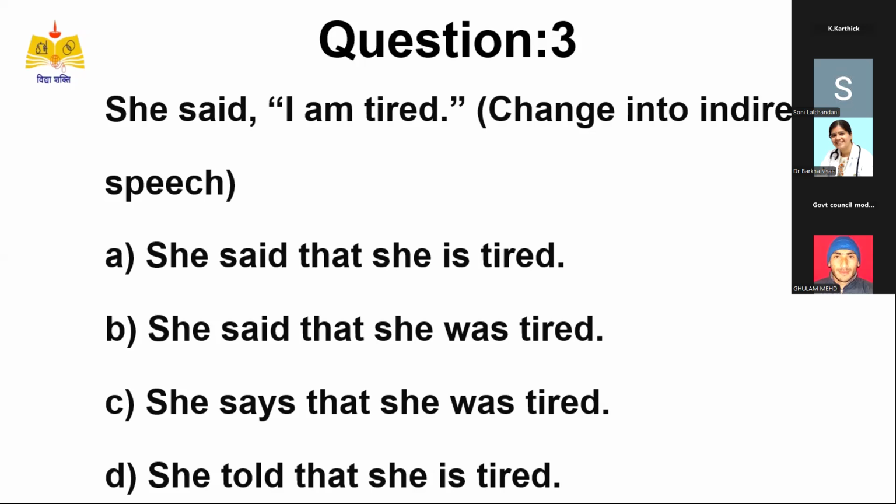Which of these are the correct answers? She said, I am tired. Change into indirect speech. A, she said that she is tired. B, she said that she was tired. C option, she says that she was tired. D option, she told that she is tired. Which of these is correct?